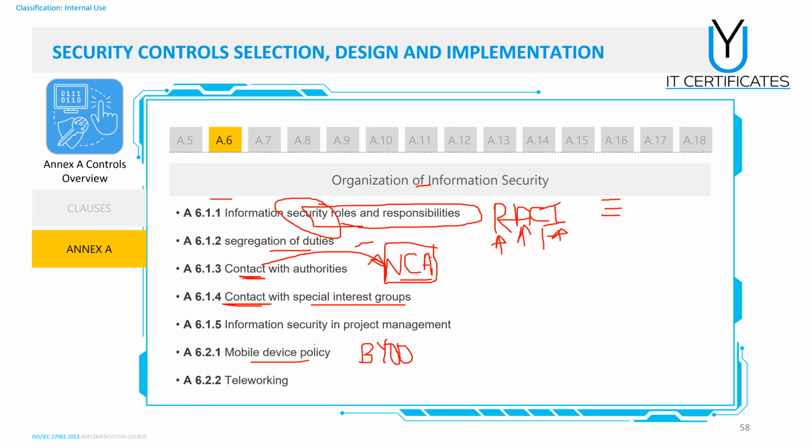Finally, we have teleworking. Teleworking, in other words, is remote access. It is the remote access. Whether the organization will allow you remote access or not. If management allows remote access, then these are the controls which you have to implement to make sure that the organization and the information are accessed securely, remotely, as well as the applications.